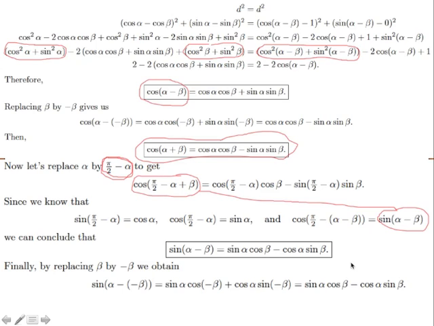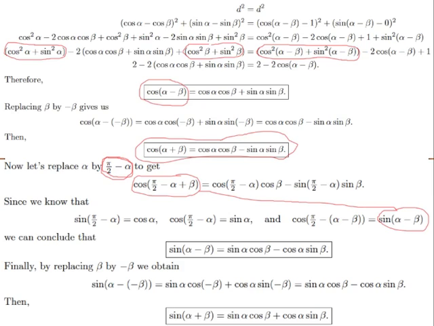We replace beta with negative beta, as we did before, and we obtain sine alpha minus negative beta equals sine alpha cosine negative beta, etc. And that simplifies to sine alpha plus beta equals sine alpha cosine beta plus cosine alpha sine beta. All right, that was some pretty intense proving. The good news is that all the rest of the proofs in this section are not as tedious as these, although they still are a bit tedious.